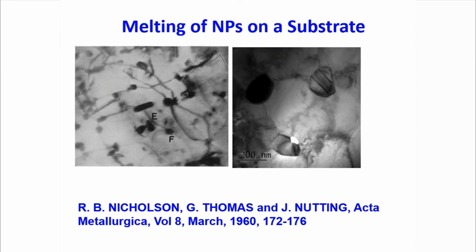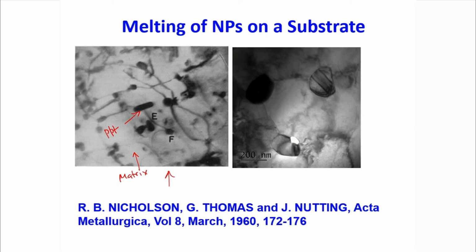But I have shown you some pictures earlier, and in the left hand side picture you can see nanoparticles dispersed in a matrix. This is taken from Nicholson, Thomas and Nutting. This is an aluminum matrix, and these are the precipitates embedded in the matrix. So what will happen to these particles? Will they follow the same model? Obviously not, because here the particles are embedded in a matrix, so their behavior depends upon the matrix-particle interface.